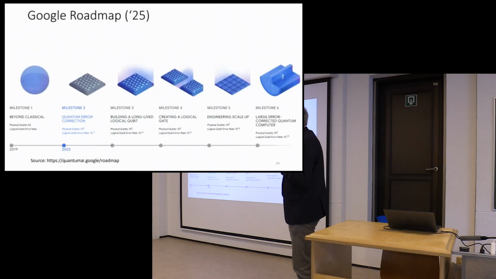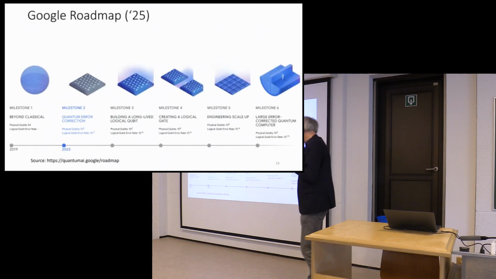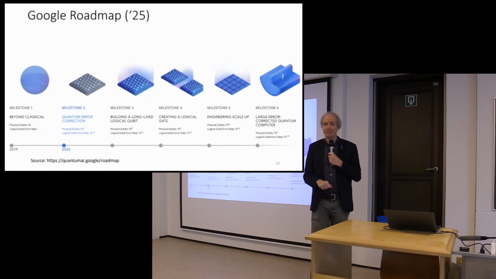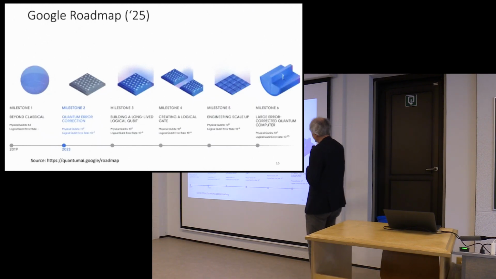Milestone 1, beyond classical. Milestone 2, quantum error correction. Milestone 3, building a long-lived qubit. Milestone 4, creating a logical gate. Milestone 5, scale up. Milestone 6, large error-corrected quantum computer. This is the one which can break RSA and ECC. Where is Google? They're here.